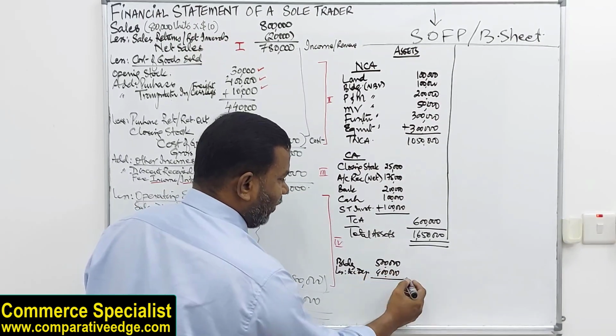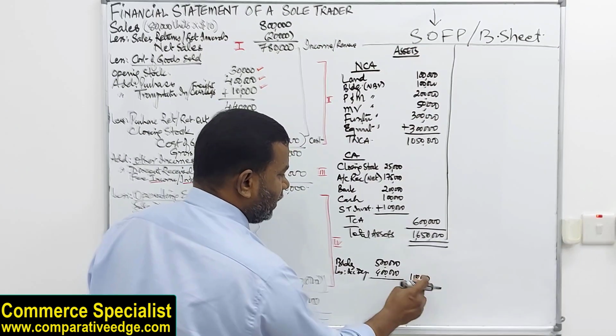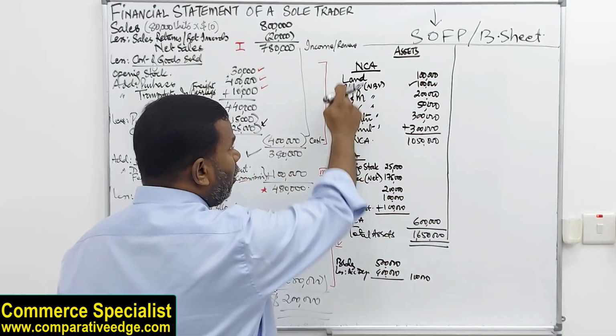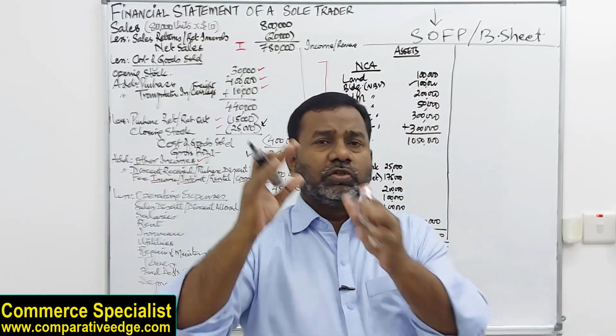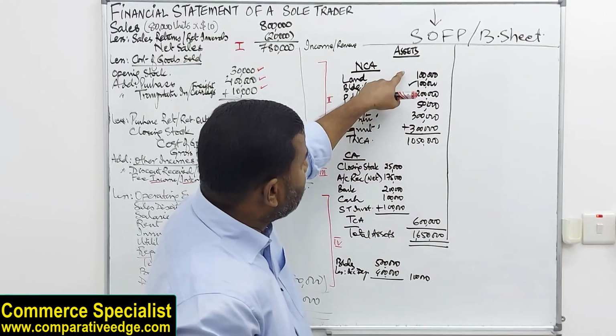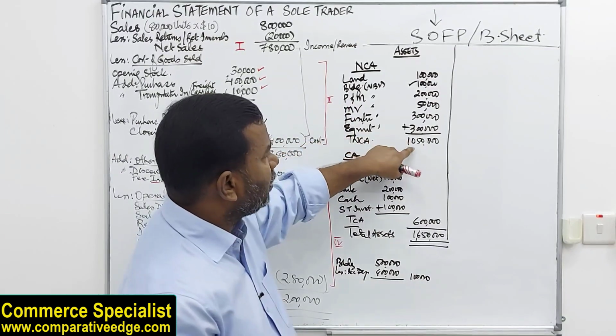Okay, so the net book value will come here as 100,000. So this 100,000 I've taken here. For all of them, you have to show historical cost less accumulated depreciation, net book value. Net book value is then totaled for all the non-current assets. We get total non-current assets.